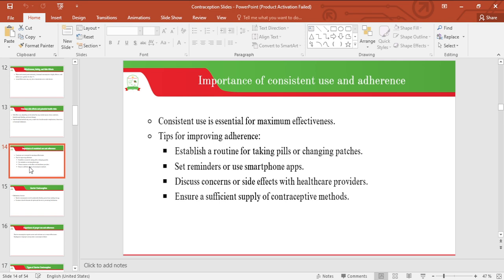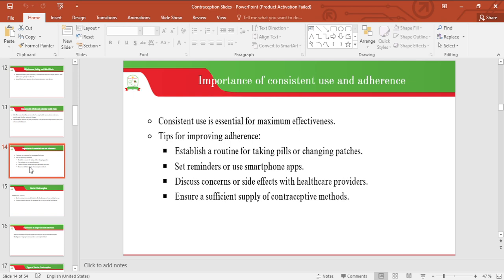Let's look at the importance of consistent use and adherence. Consistent use is essential for maximum effectiveness, because if you don't use the pill consistently, it will not be effective, meaning that in between, any time, you can easily conceive. So let's look at some of the tips to help the client improve adherence. One of them includes the following.